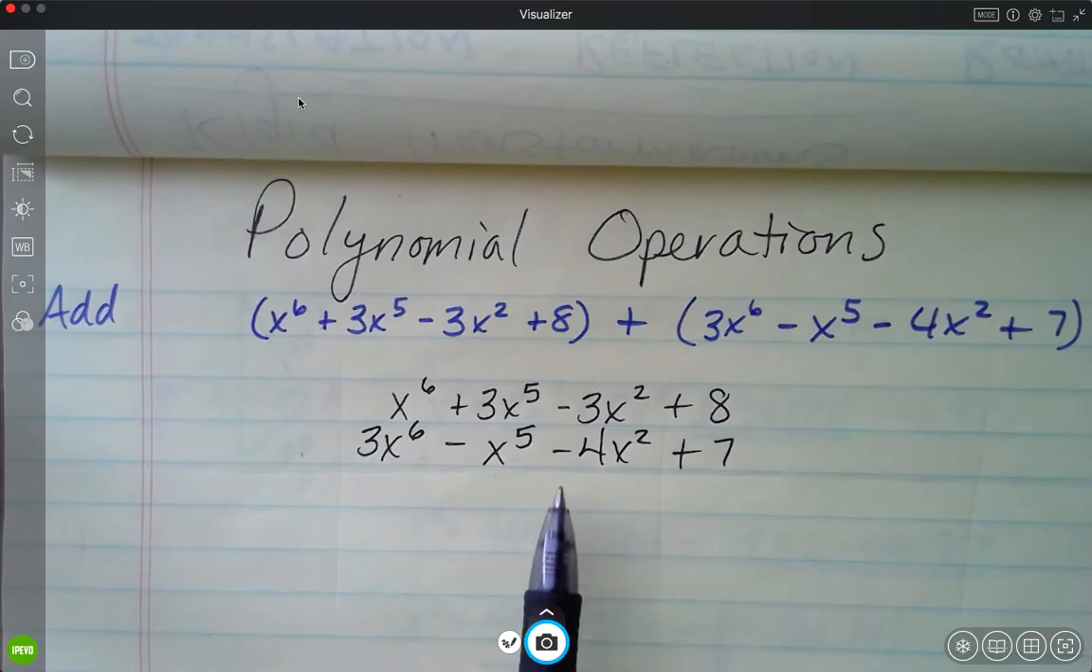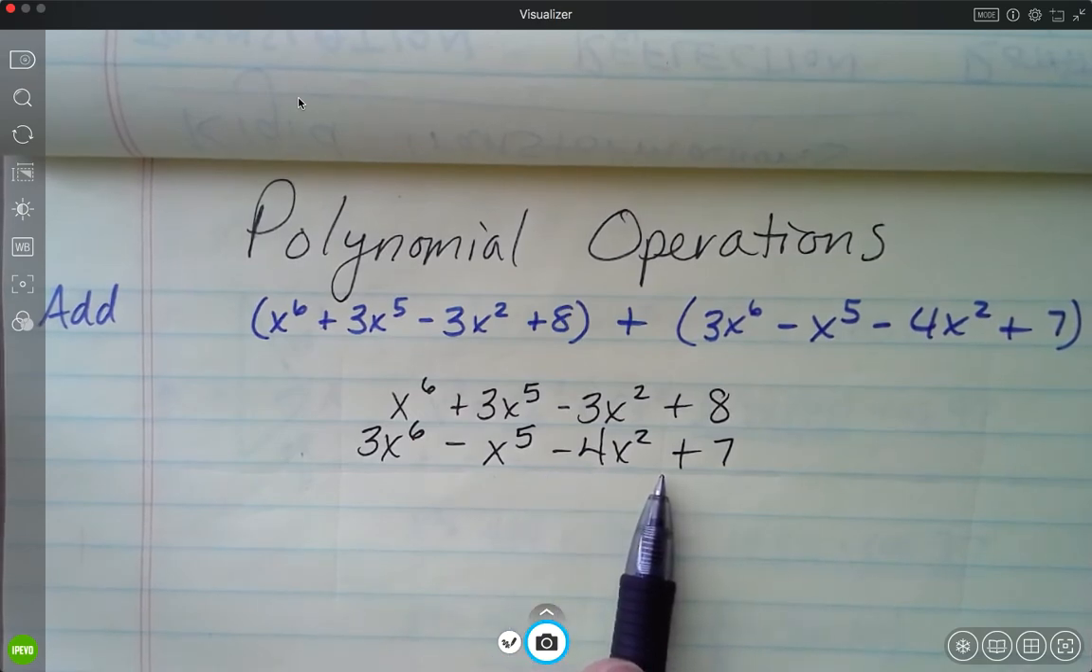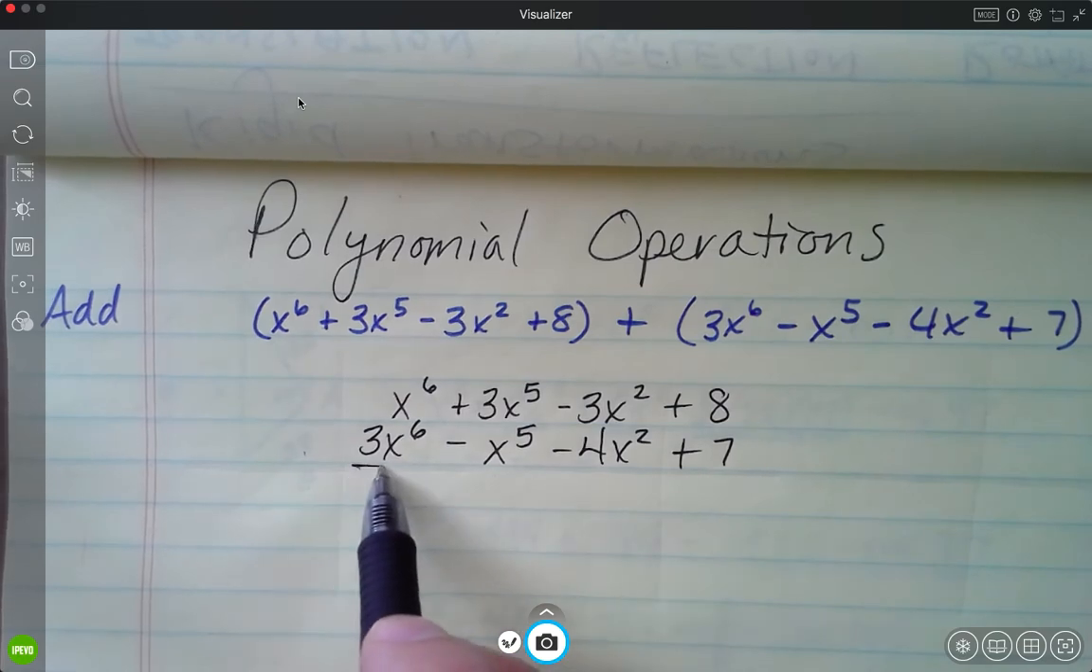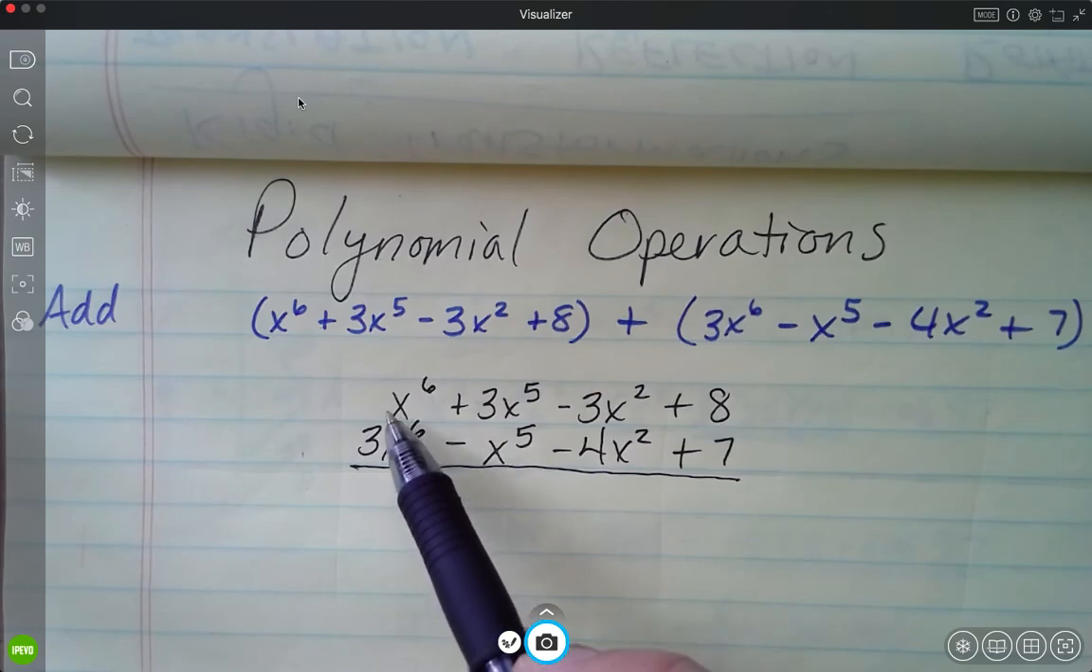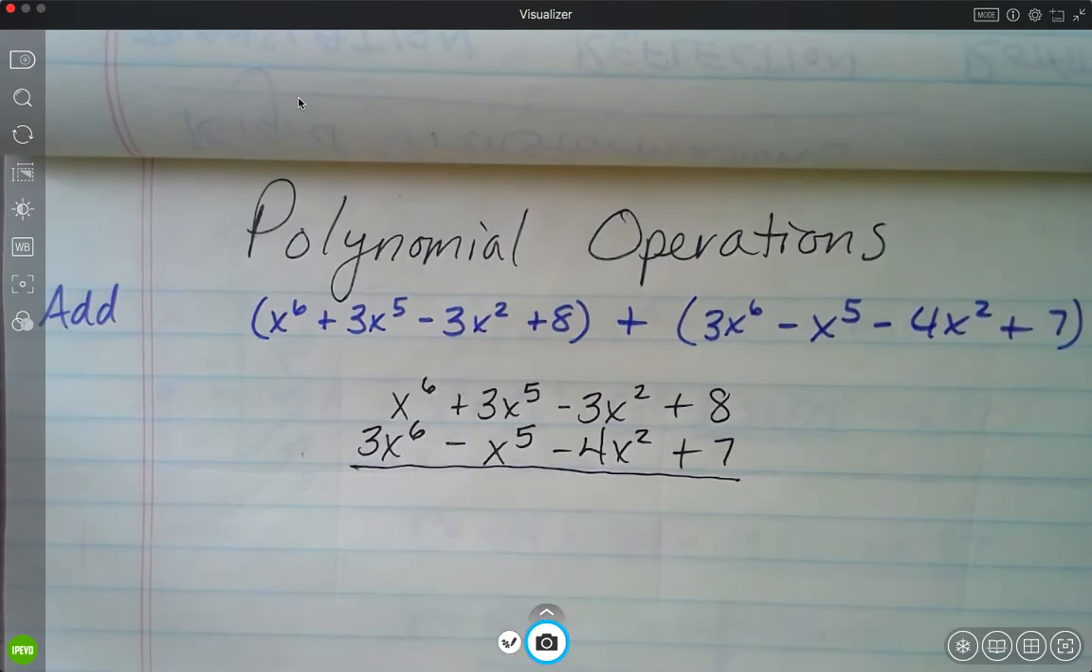Had I had a term that had a third power or a fourth power or just a first power, I would have left a gap there and not put it together with anything because it isn't a like term. So since I can add these, remember that we do not add the exponents. The exponents stay the same when we're adding. We just add the coefficients on those terms.